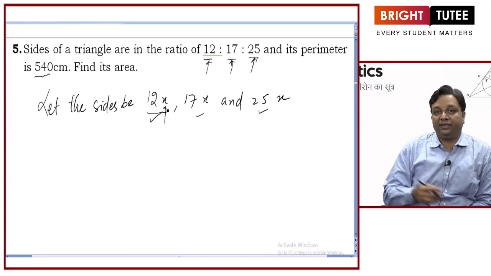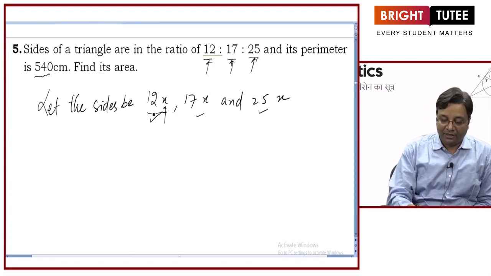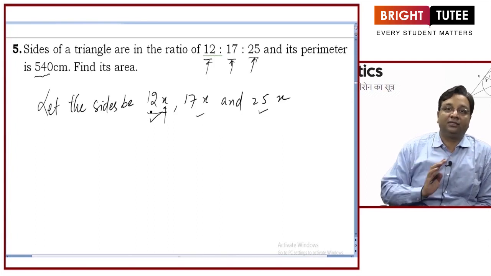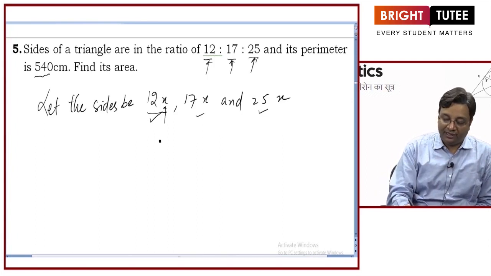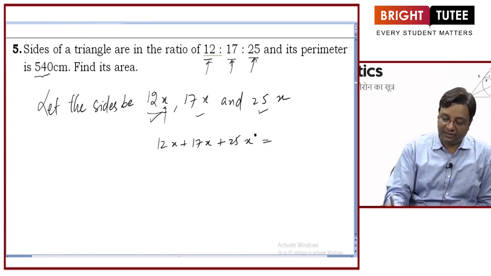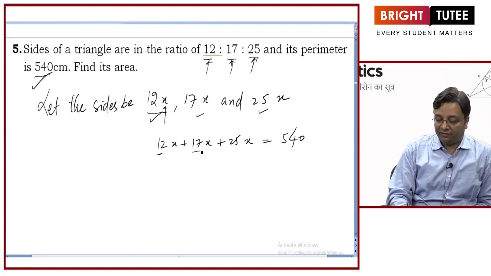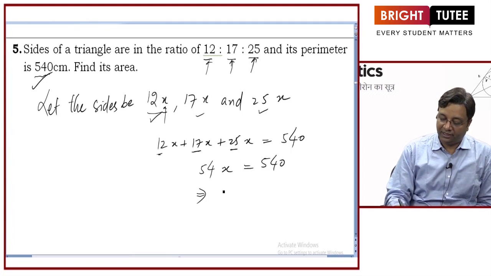You may use k, t, s, anything, but do not use s in these questions because we are going to use s for our semi perimeter. So, let us add these: 12x plus 17x plus 25x is given as 540. So, the perimeter is given as 540. Now, 12 plus 17 is 29, 29 plus 25 is 54. So, 54x is 540, hence x is equal to 10.